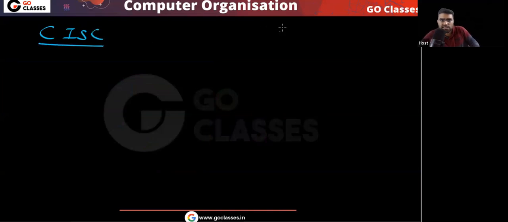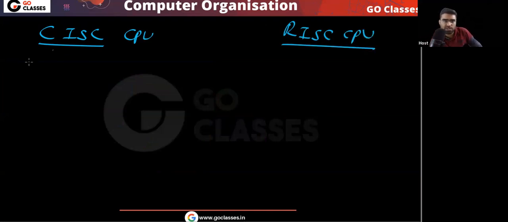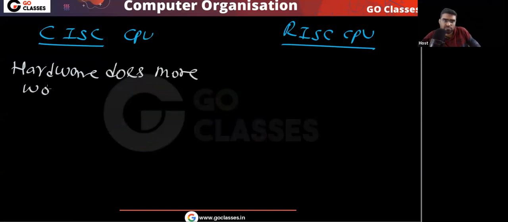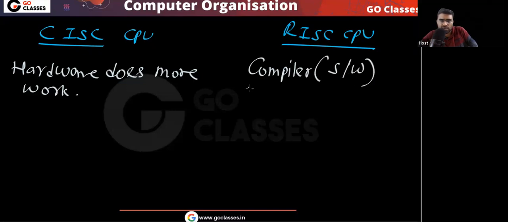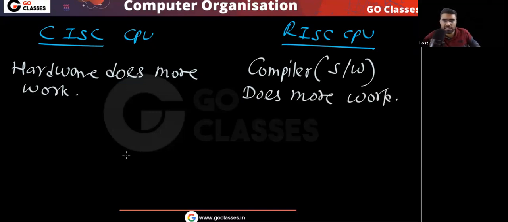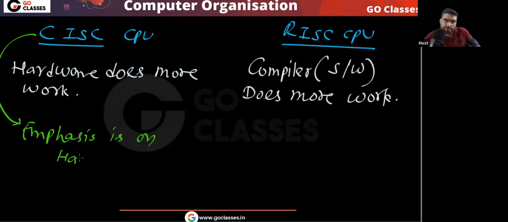If you look at the CISC CPU and if you look at the RISC CPU, this is what we have seen: here you can notice hardware has to do more work. Yes or no? Here hardware does more work. And here the compiler will do more work. Compiler means software, right? That has to do more work. So I can simply say that here the emphasis is on hardware, and here the emphasis is on software.